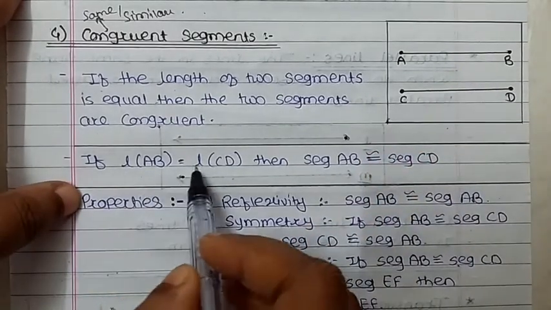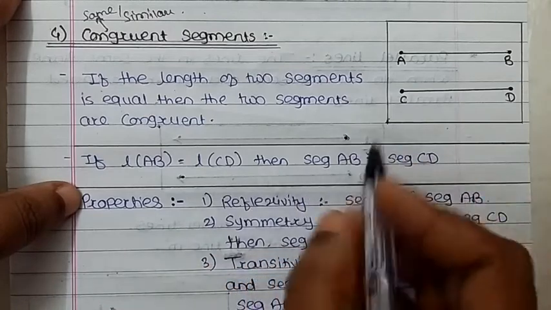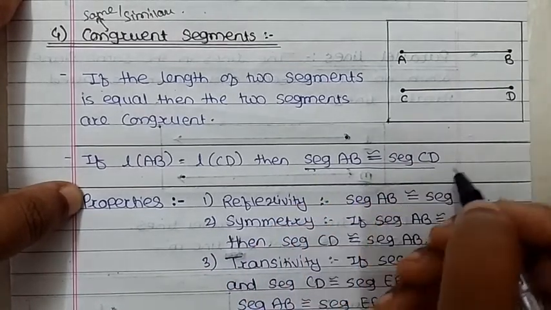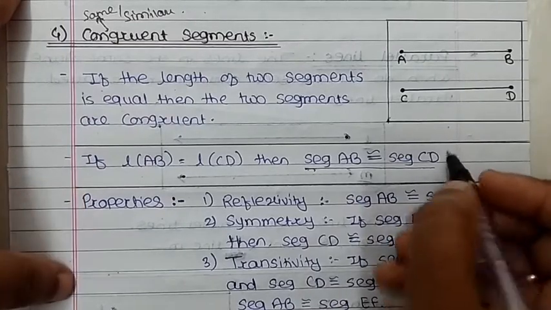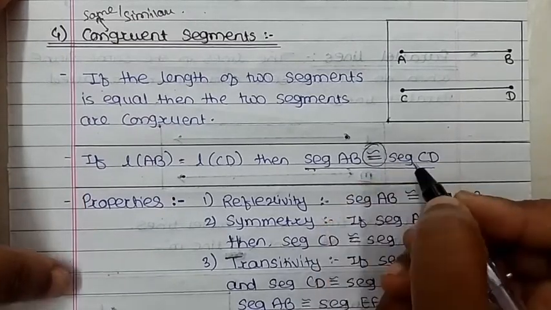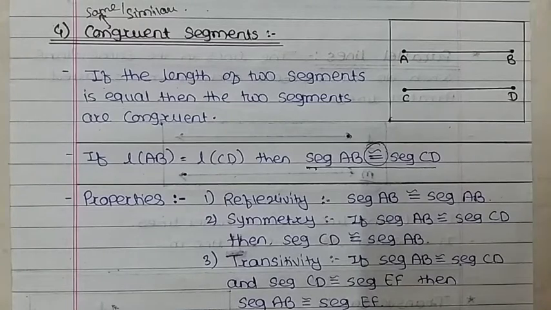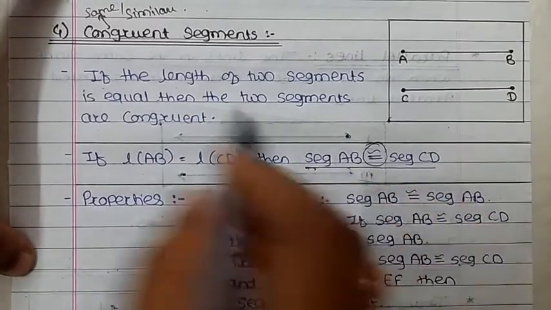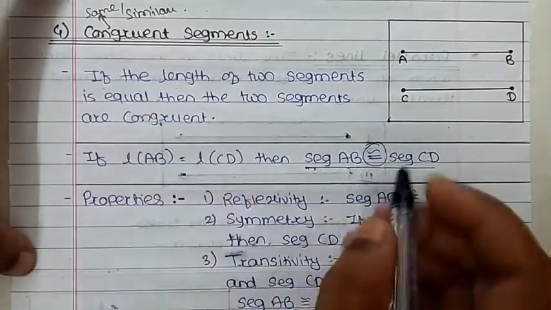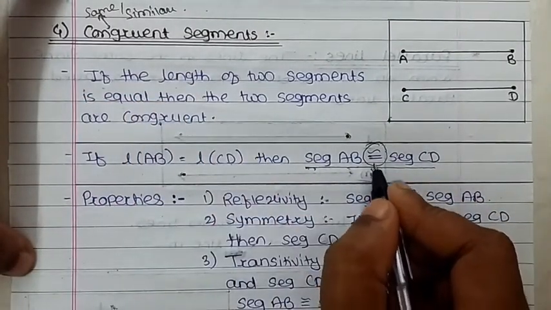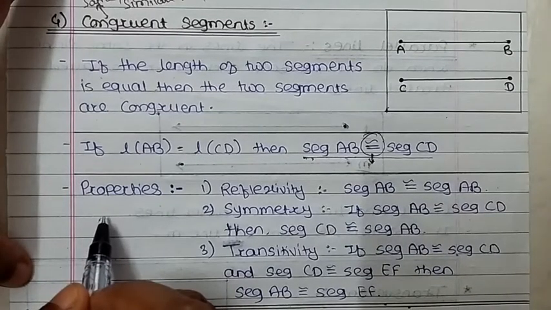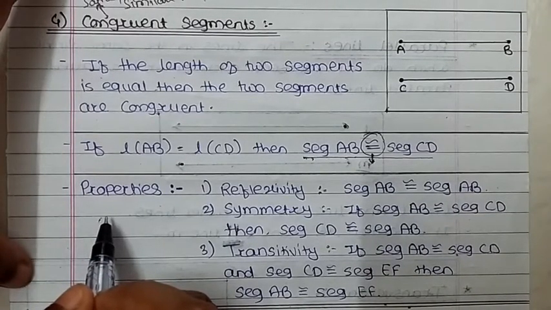If the length of AB is equal to the length of CD, then we can say that segment AB is approximately equal to segment CD. This is the symbol of approximately equal to. Correct? That means we can demonstrate congruent segments with the help of this symbol. Okay? Next, there are some properties which are followed when we say that segments are congruent.